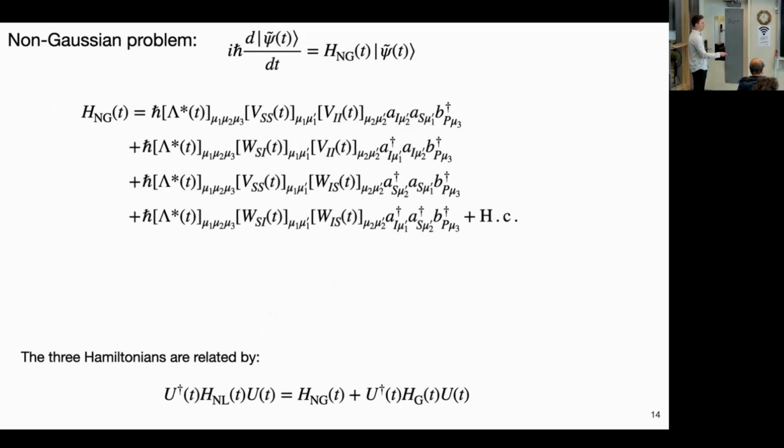And so you choose a general Gaussian unitary, and you do this linear transformation of the Hamiltonian. And then you normal order, and after normal ordering, all the pieces like this you define as the non-Gaussian Hamiltonian. And whatever's left over is the Gaussian Hamiltonian.